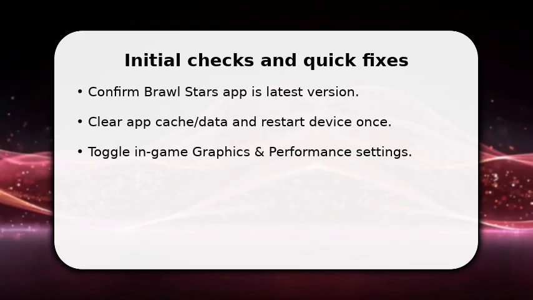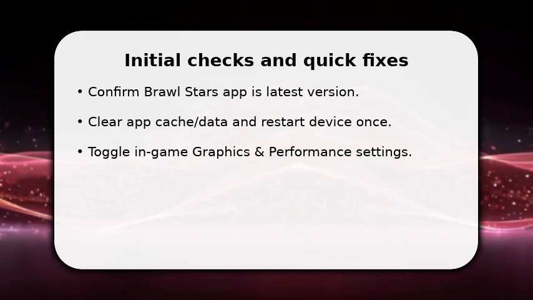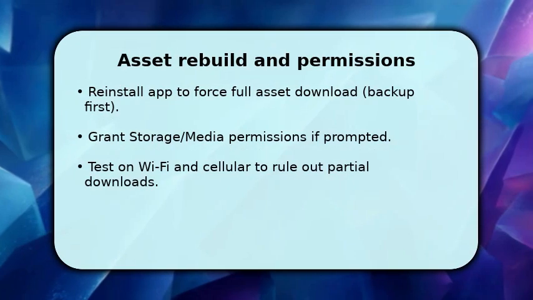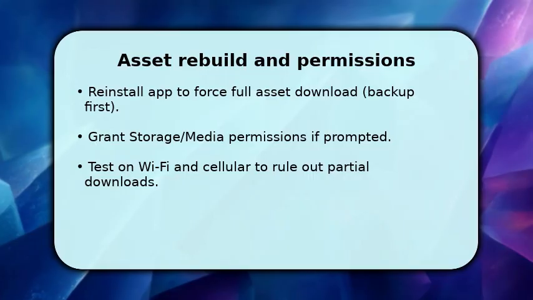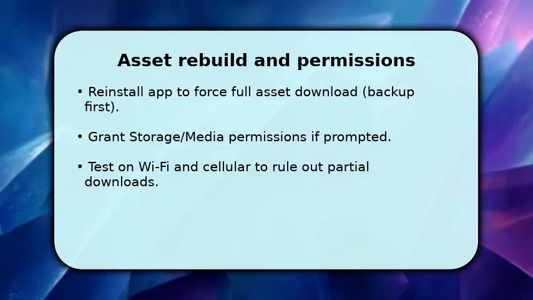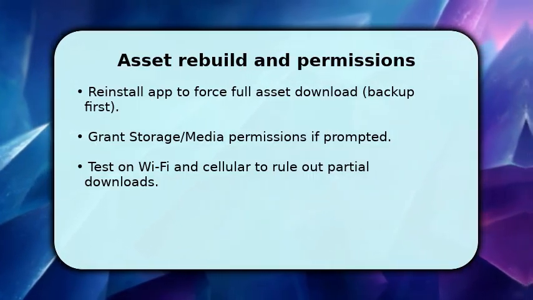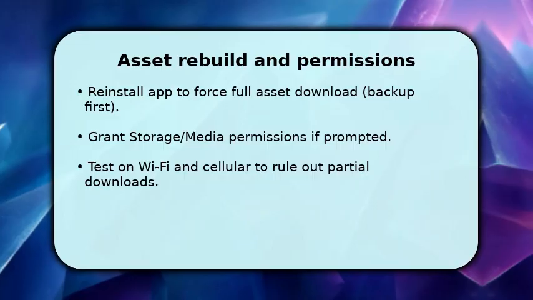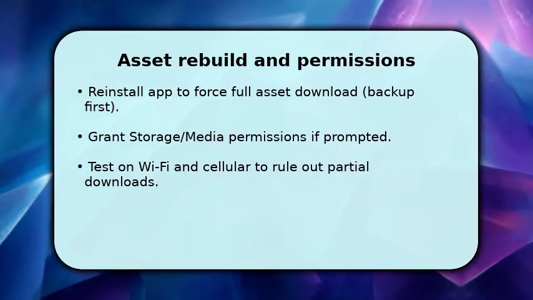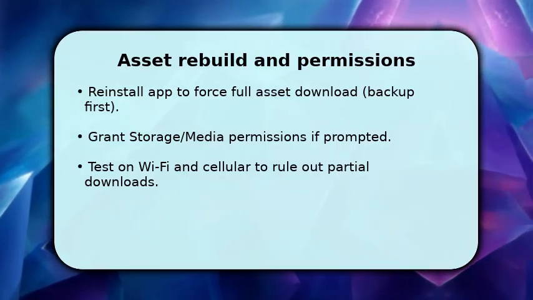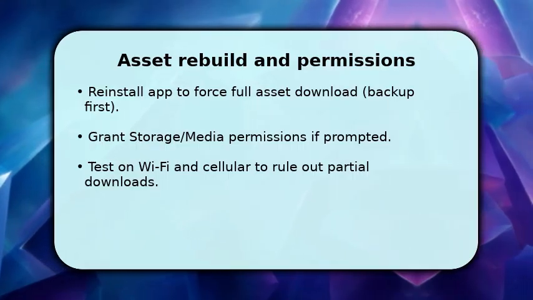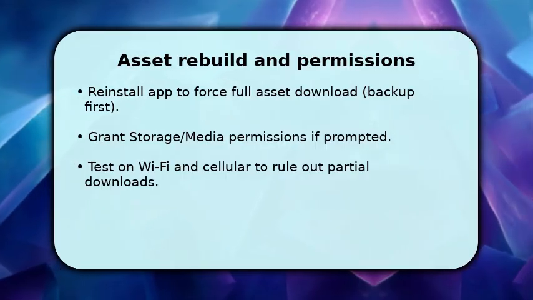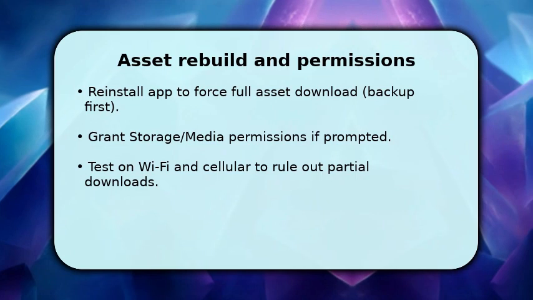Next, you perform a deeper reset by reinstalling Brawl Stars. This forces a full download of button images and UI atlases. Backup progress or link Supercell ID first. While reinstalling, ensure storage or media permissions are allowed so the game can write and read assets. Missing permissions can leave placeholders transparent. Also, once reinstalled, test loading screens on both Wi-Fi and cellular to verify the assets finish downloading. Intermittent networks can create missing textures.